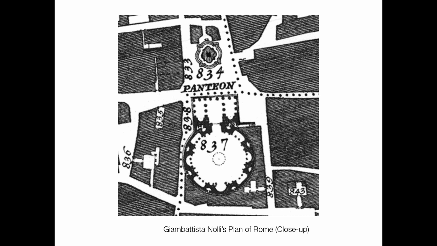But what is Nolli actually mapping? Is this truly a plan of Rome? Not really. It's a diagram of Rome. So we've got white areas and we've got black areas. There's a contrast between the white area and the black area. Anybody know what that contrast is?